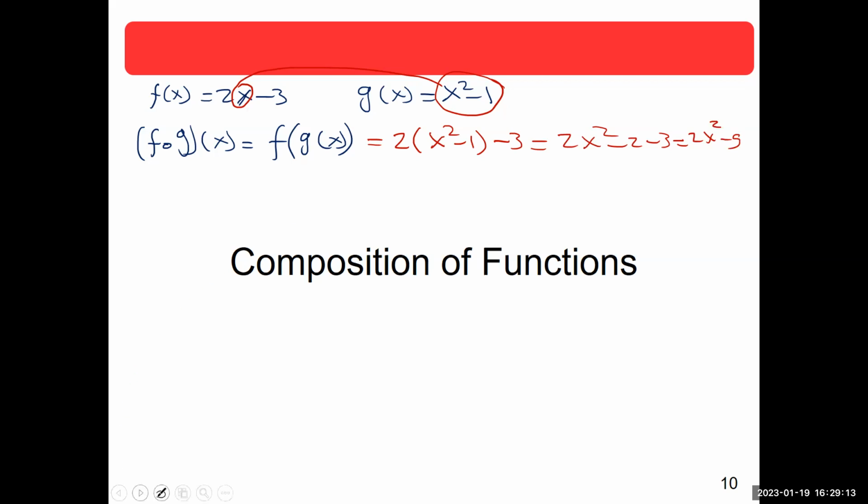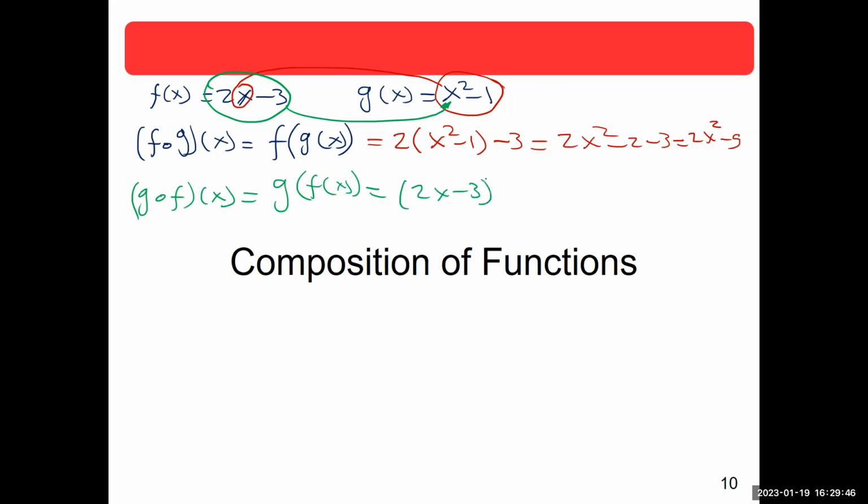Now, we also can do g of f. G composed with f is the same thing as saying g of f of x. That means the entire f of x will be plugged back in here. So we're going to take the entire f of x and plug it inside this x. So that's equal to, because of the square, 2x minus 3 to the power 2 minus 1.